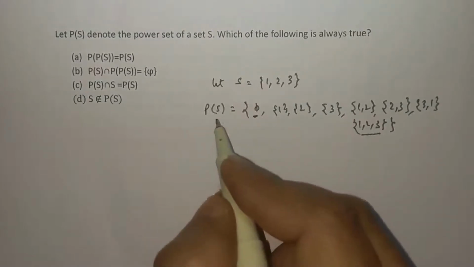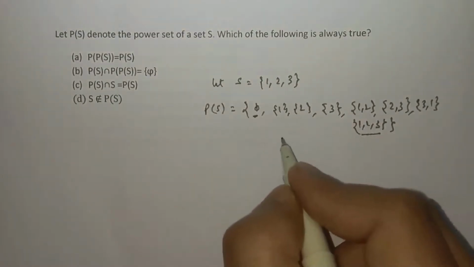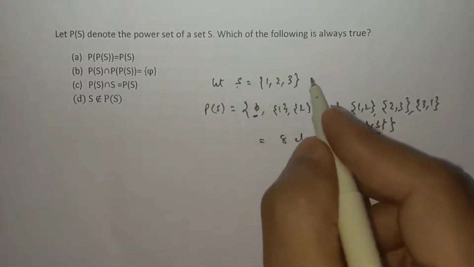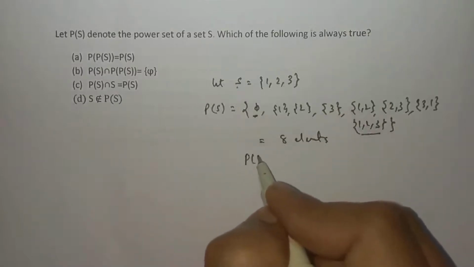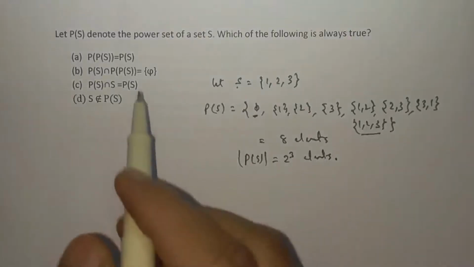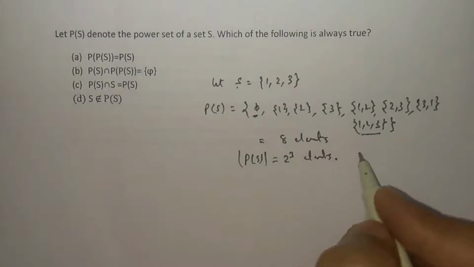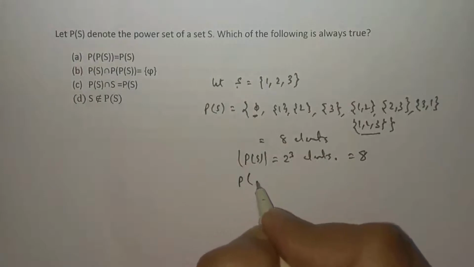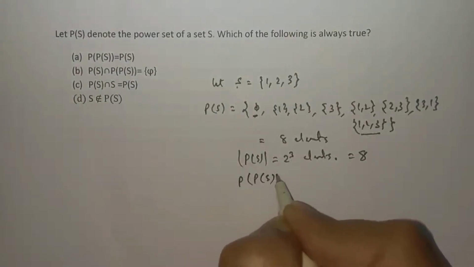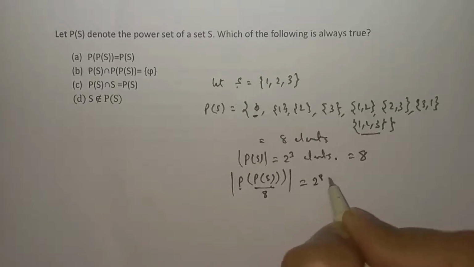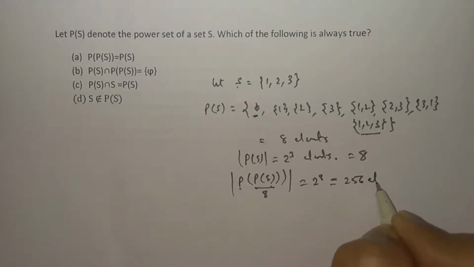As we see, the power set of S contains a total of 8 elements. Since S contains 3 elements, the power set of S will contain 2 to the power 3 elements. Since the power set of S has 2 to the power 3, that is 8 elements, the power set of the power set of S will contain 2 to the power 8 elements, that is 256 elements.